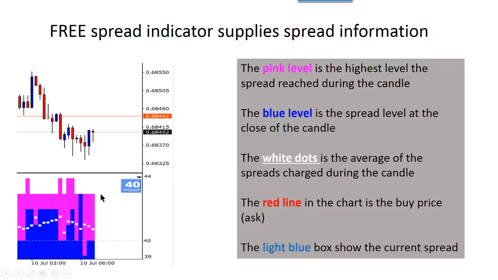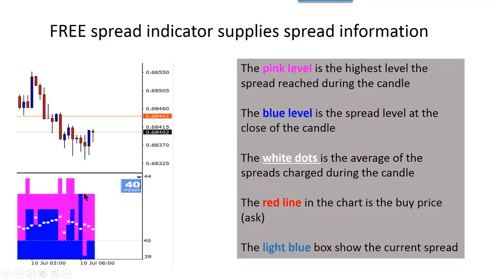So for instance, here on the indicator, the pink level is the highest level of spread reached during a candle. That is the highest level, which is in this case 4.4 pips. The stated level of spread for this particular broker is 4, so the broker is going over his stated level quite often. The blue level is just the level at which the candle opened.